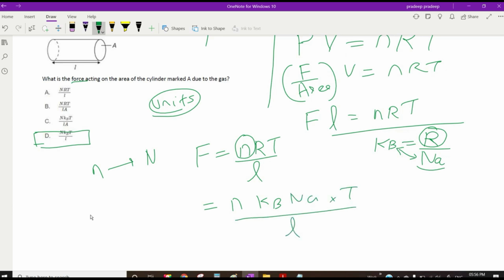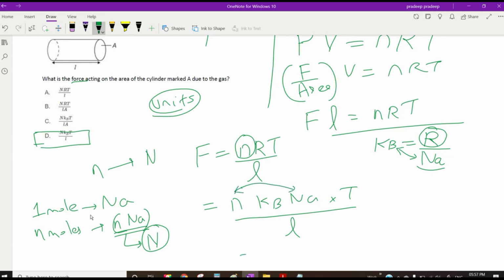Basically 1 mole of any substance will have Avogadro number of molecules. So if there are n moles, it will have n times Na molecules. This is the number of molecules, and this is given to you in the question as capital N. So n times Na can be written as capital N, and the rest of the terms can be put as it is, Kb by L. Now if you check, this is option number D, NKT by L. So please write down the solution for this.